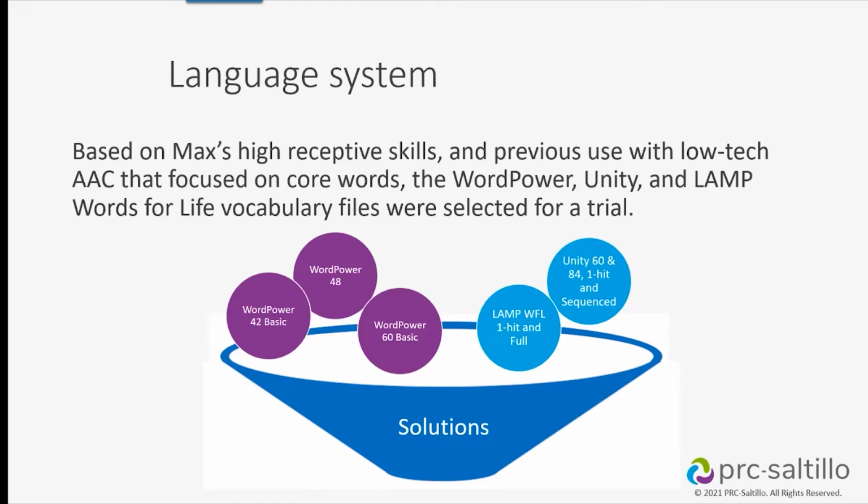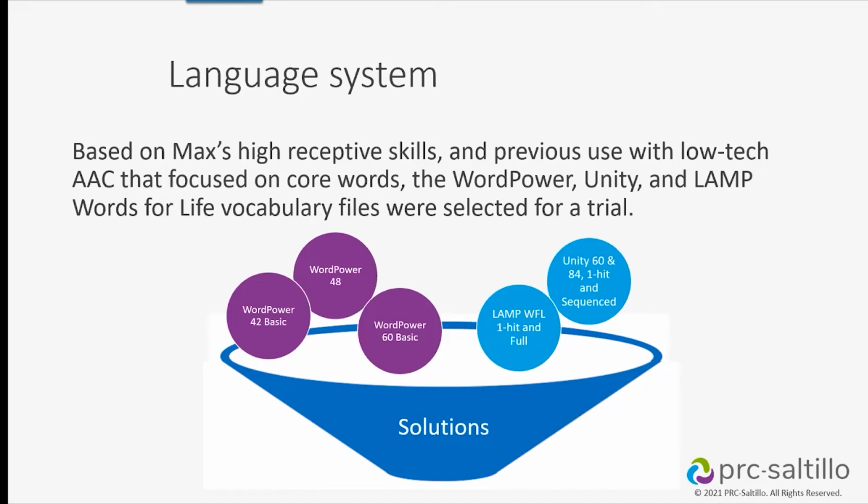And so when we're thinking about all of those different systems across the Accent line, the NovaChat line, and the Via Pro, we know that Saltillo has that WordPower suite of vocabularies that would meet his language needs. We've identified several of those vocabulary files as being the most robust and the ones that are going to match his need for core words. Anything below WordPower 42, which you can see here on the slide, would not be based mostly on core words. Those are going to be more phrase-based vocabulary. So you can see we've started to whittle that down a little bit within the NovaChat line.